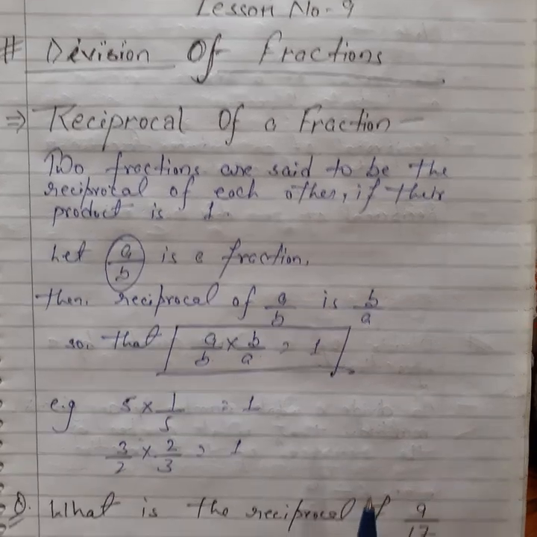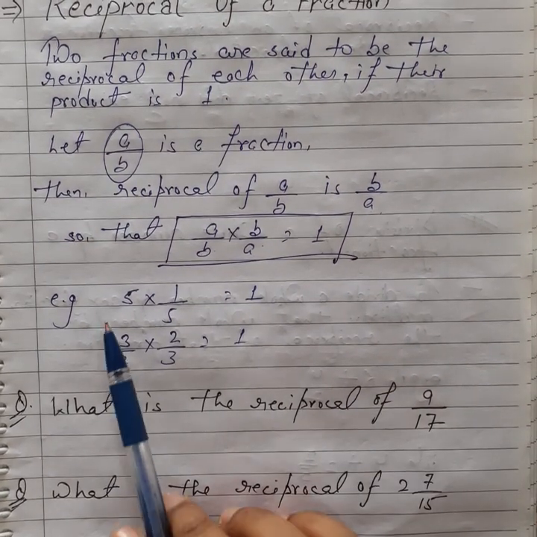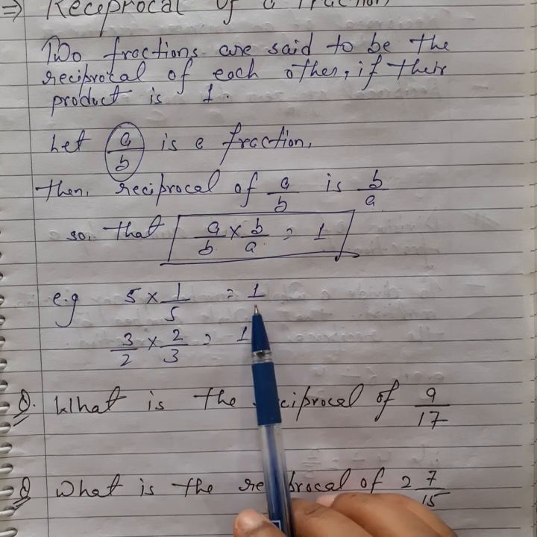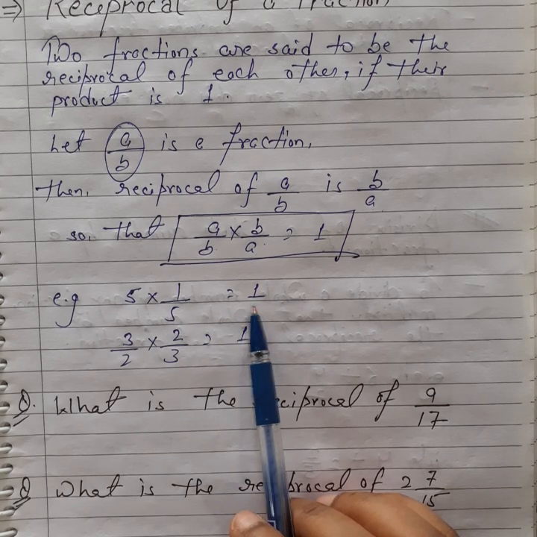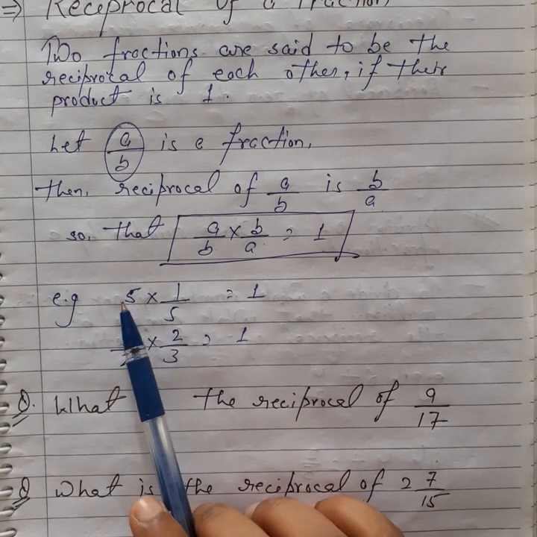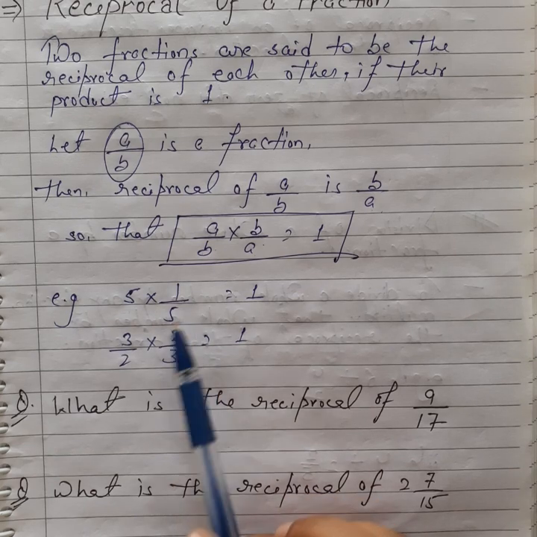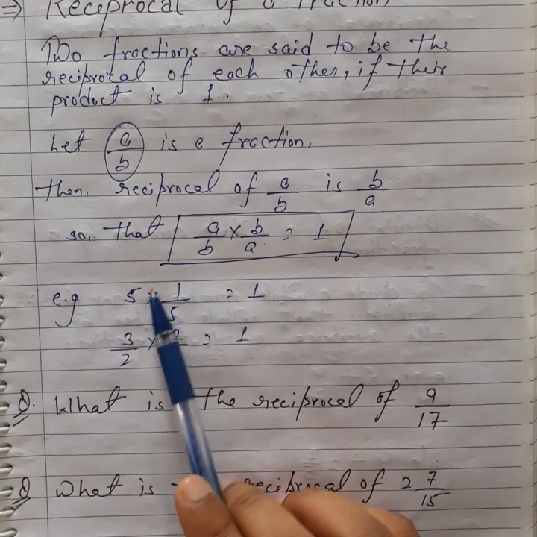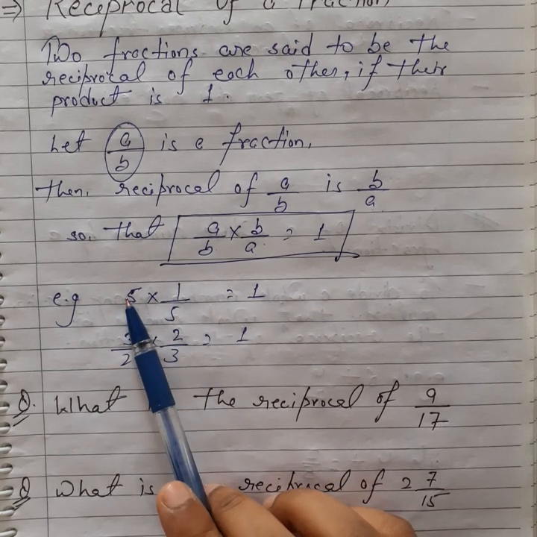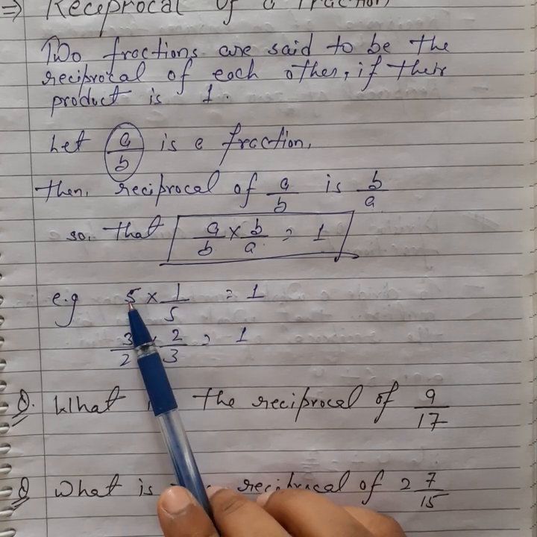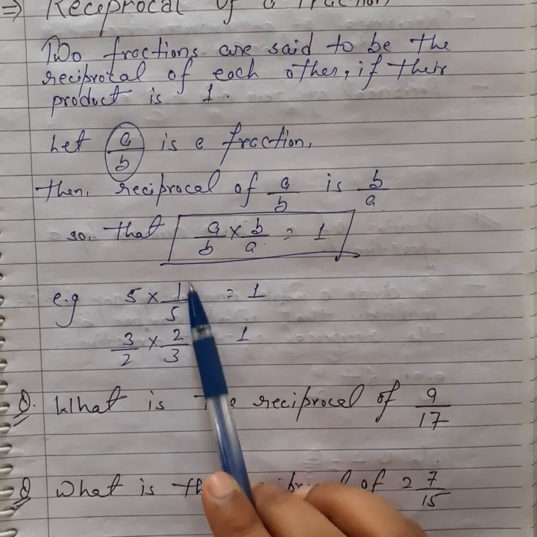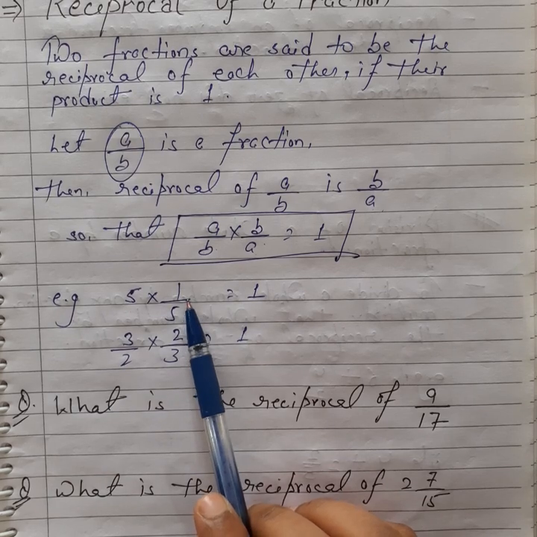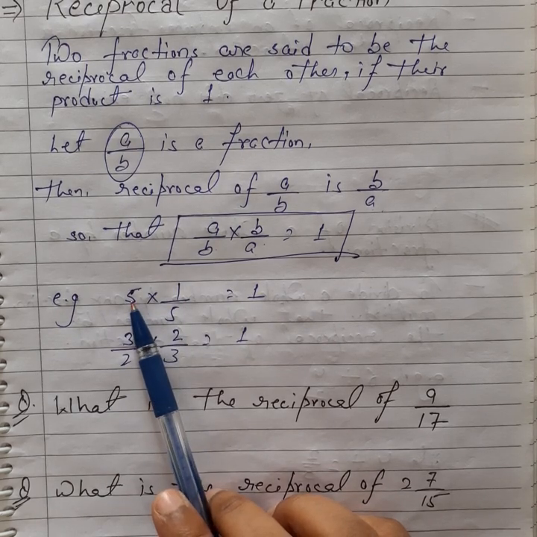Here we have some examples. 5 into 1 by 5 is equal to 1. It means 5 is the reciprocal of 1 by 5, and 1 by 5 is the reciprocal of 5, vice versa.